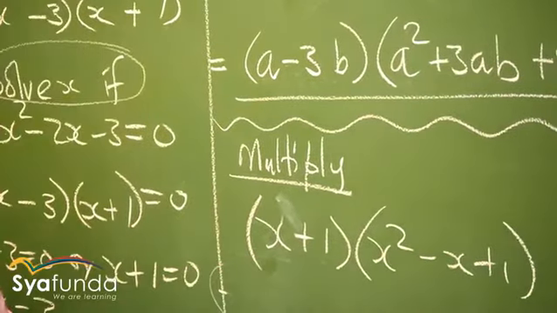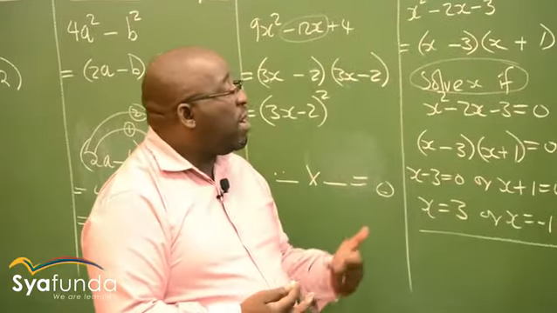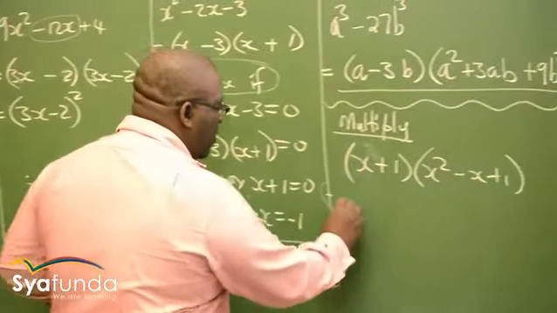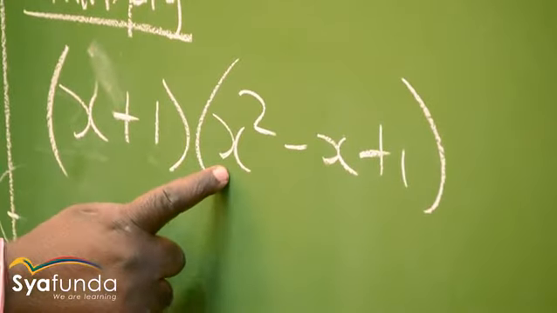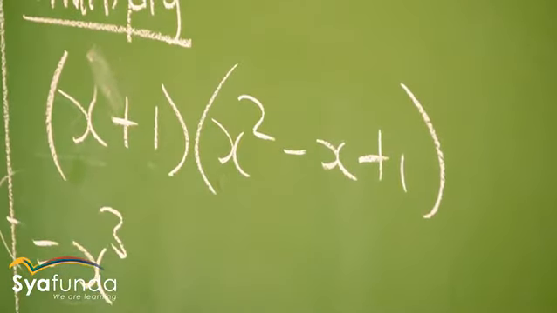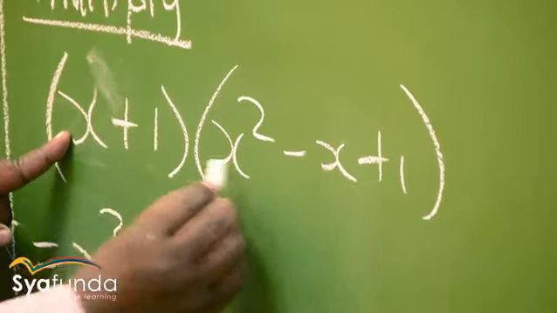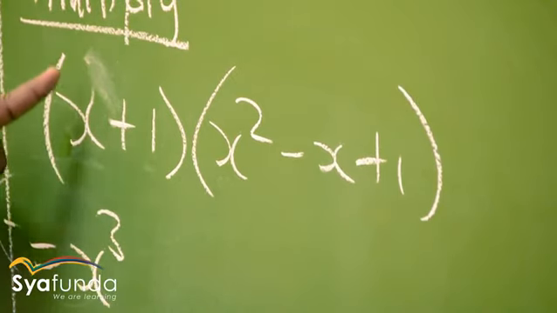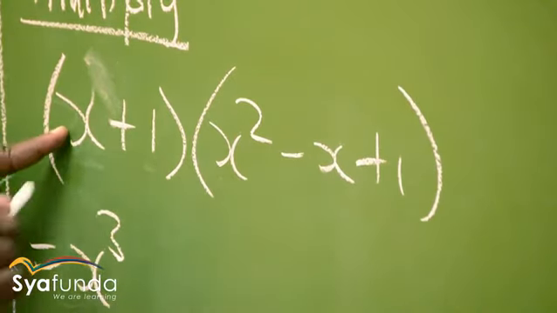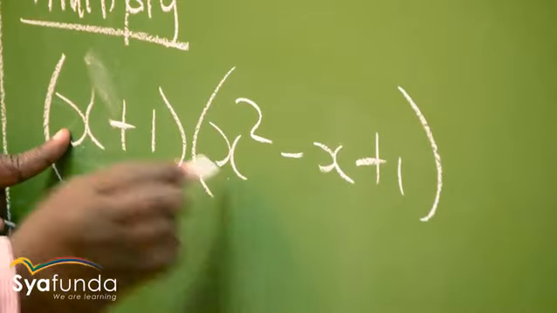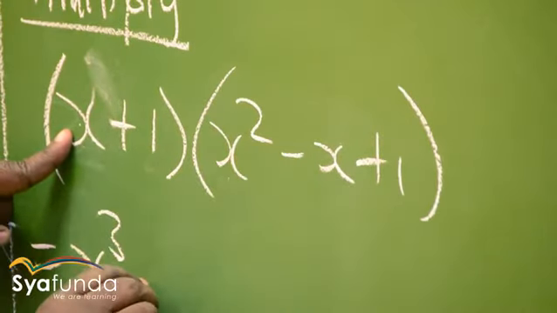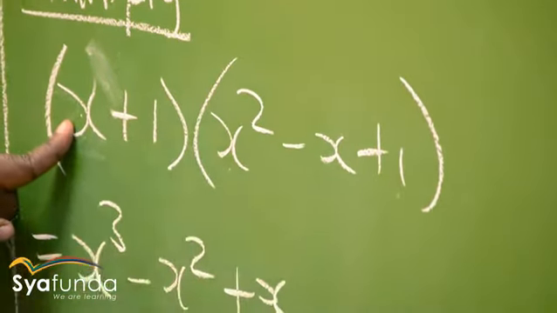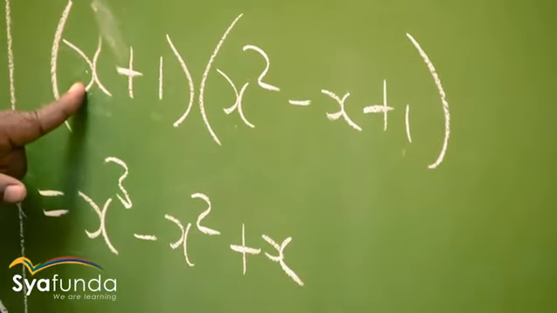There's something that will guide me. Let's work it out first. In fact, I'm taking this term and multiplying it with each of those terms. I know that the answer that I must get here should be x cubed plus 1. So it's x, this times that, it is x cubed. This times the second one, it will be minus x squared. This times the third one, it will be plus x. That's what we get from multiplying each term with x.